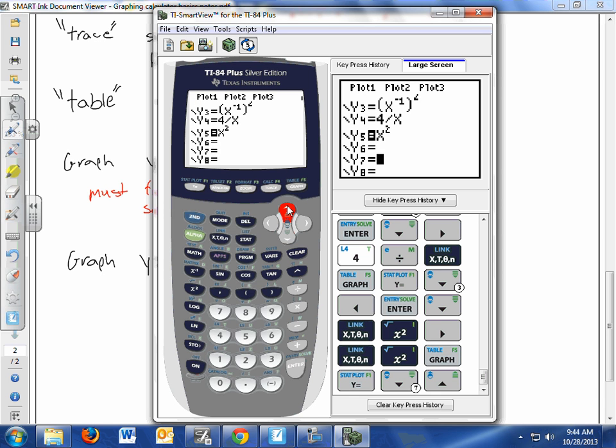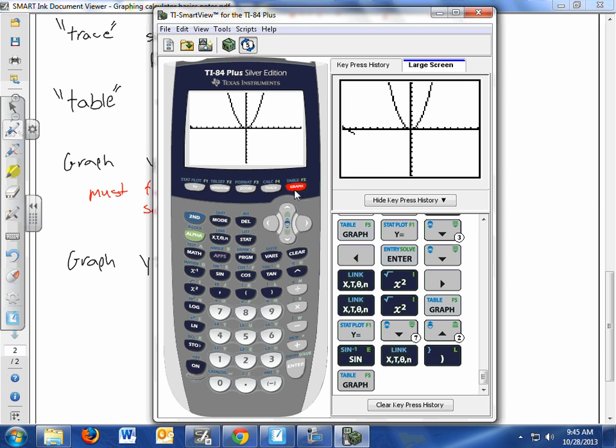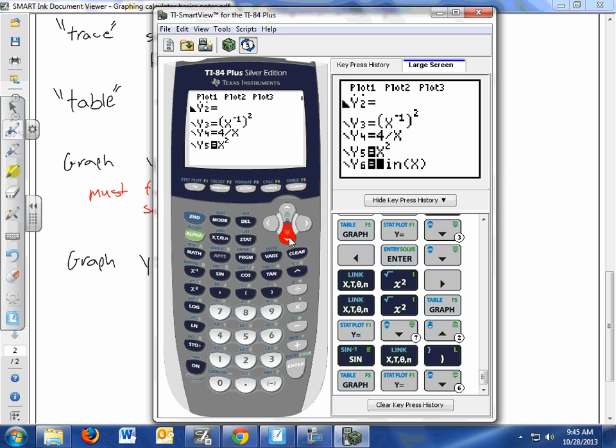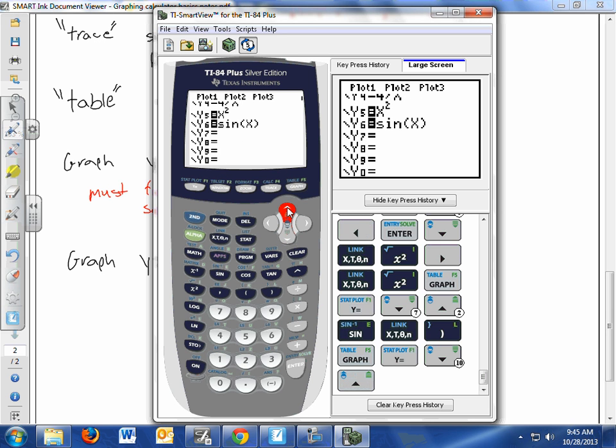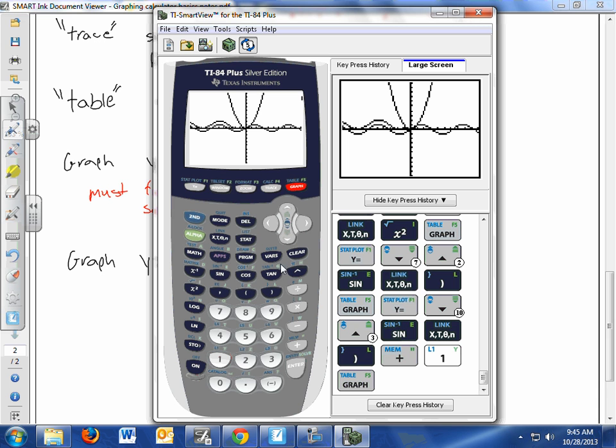Watch what happens if you plug in the sine of x. Sine is a trig function. You get a wavy line. And if you did sine x plus 1, you can start stacking wavy lines. Pretty cool.